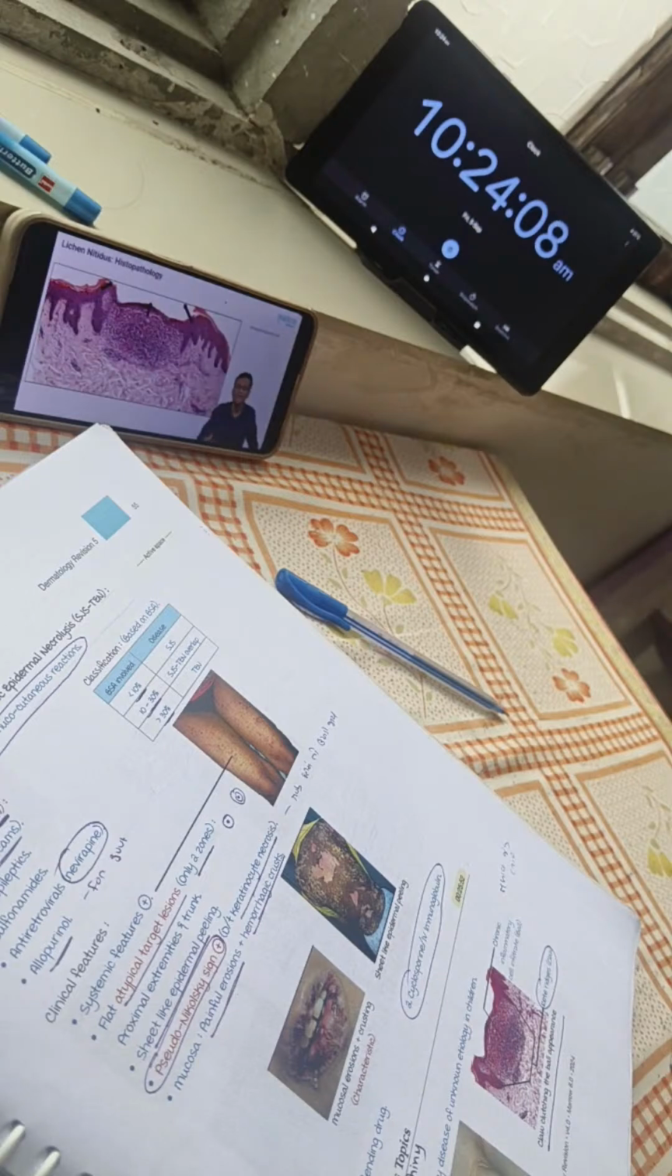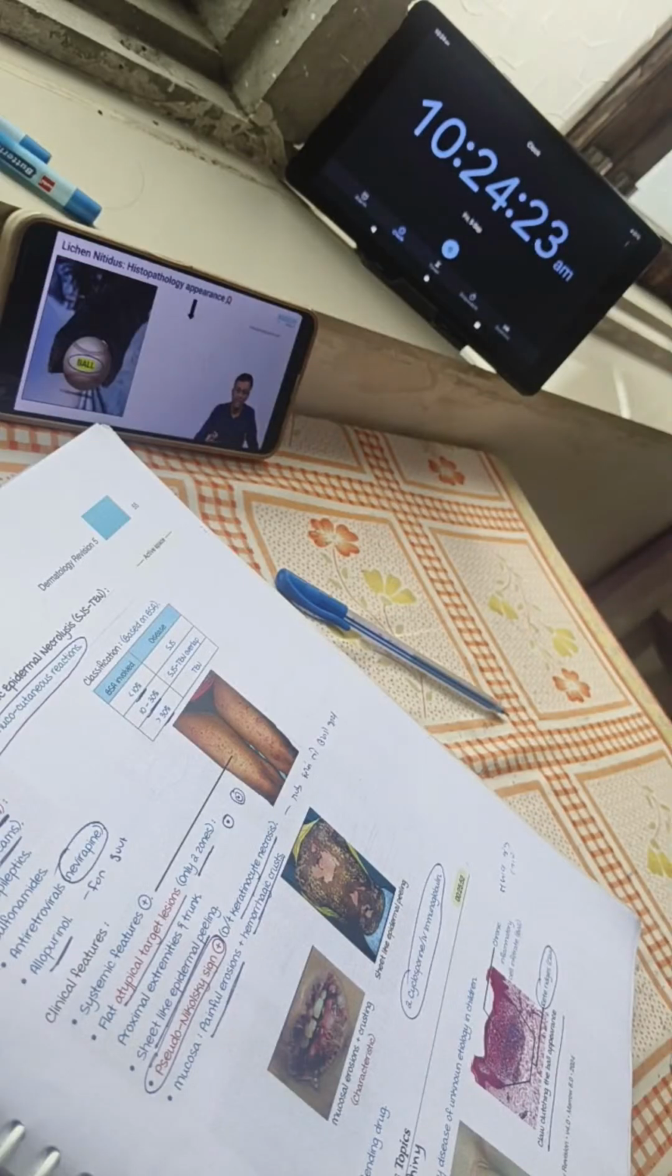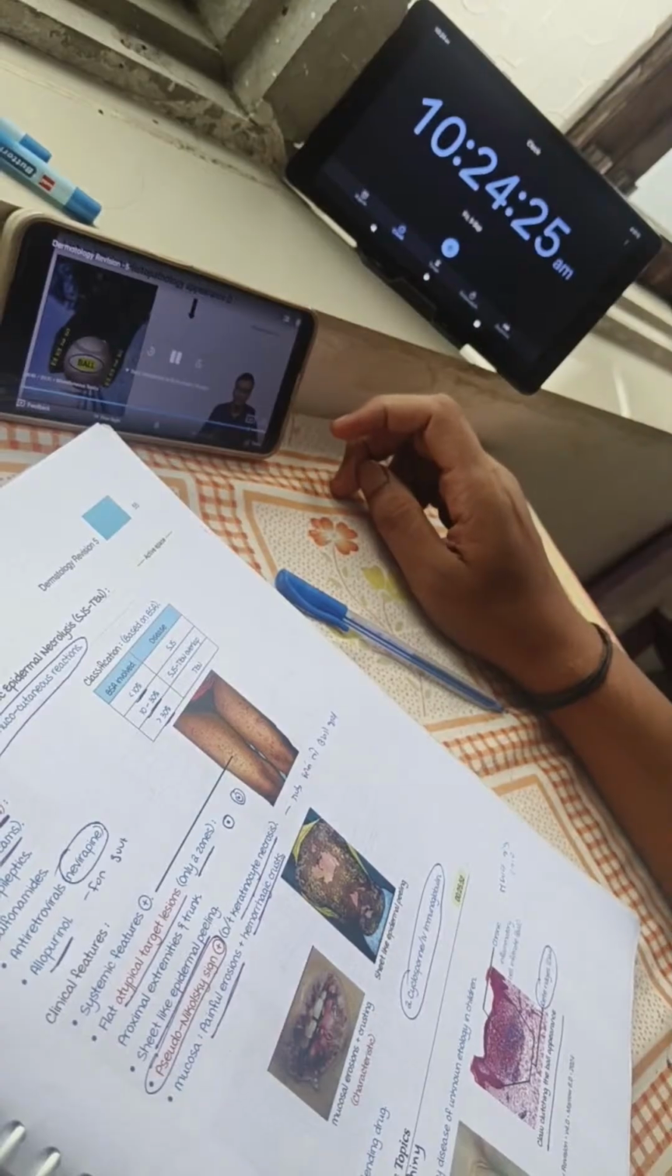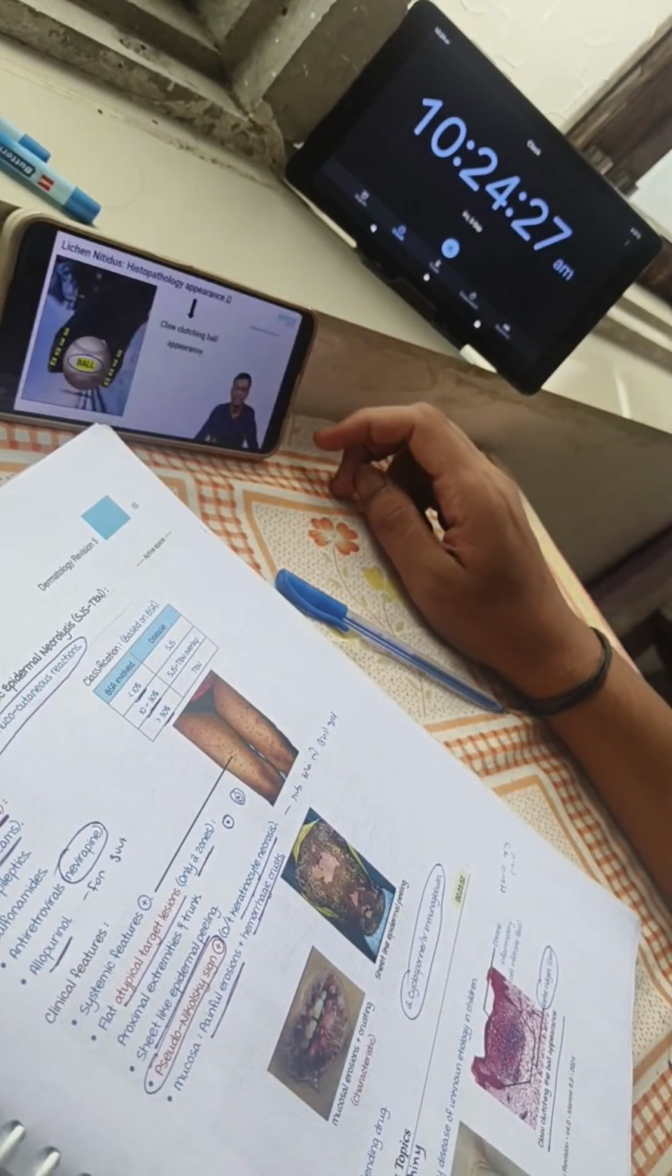What is important for the exam is this characteristic histopathology. So here what do we see? We see a chronic inflammatory cell infiltrate, which is compared to a ball. Then here you can see the rete ridges. Rete ridges are basically the portion of the epidermis going into the dermis. These rete ridges are being compared to a claw. So the ball is being held by a claw. That's why this characteristic appearance is called the claw clutching the ball appearance, very characteristic of lichen nitidus.